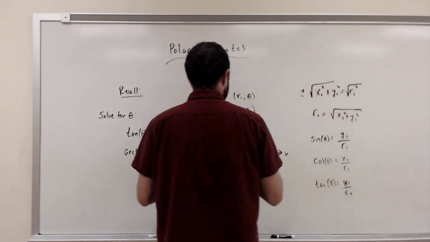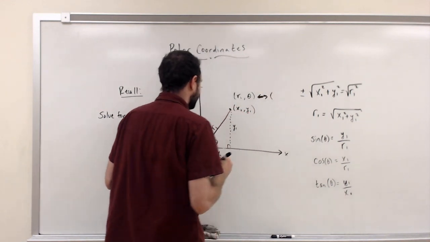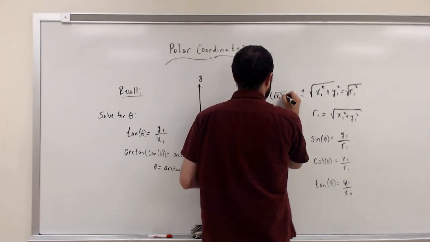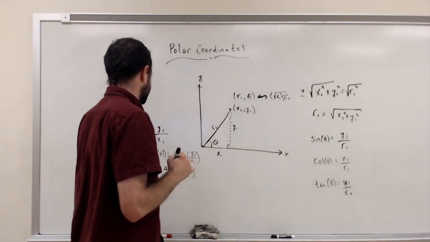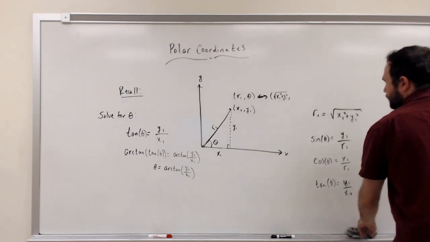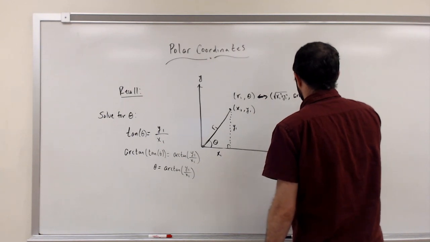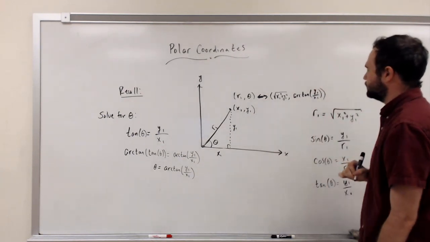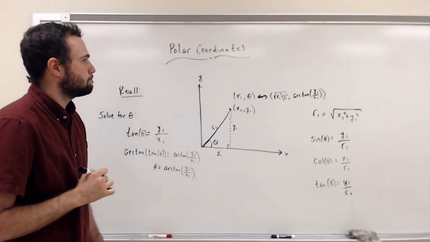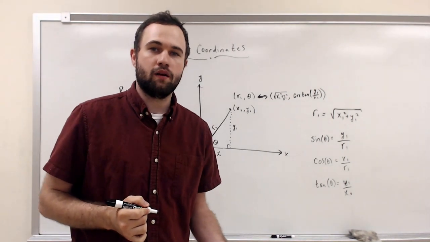So if we look here, r1 is just the square root of x1 squared plus y1 squared. And theta is just the arctangent of y1 over x1. And again, we have to be careful because theta changes depending on where your point lies. So we found a way to convert a rectangular coordinate into a polar coordinate.